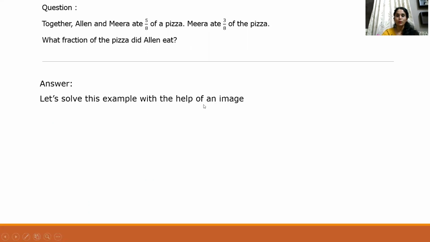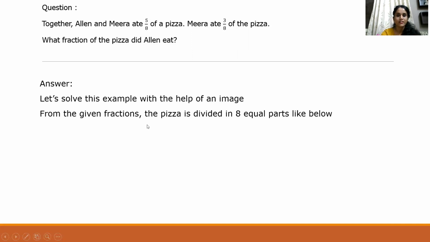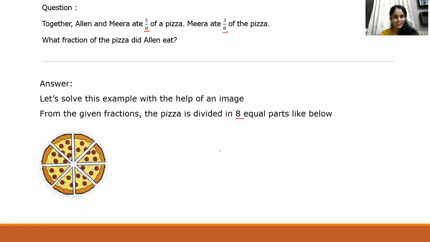Let's solve this example with the help of an image. All right. From the given fractions, we can say that the pizza is divided into 8 equal parts, right? You can see that both the fractions have the denominator 8. So the pizza is divided into 8 equal parts, like here.